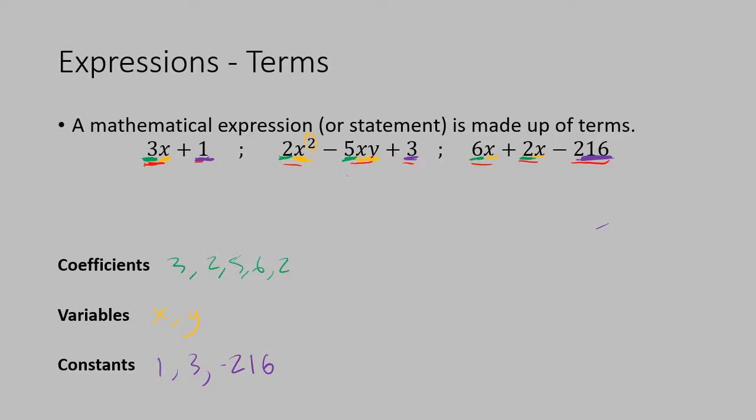And so once we know what the terms are, they're always separated by some operation, right? So 3x is a term, 1 is a term separated by that operation, 2x squared is a term, 5xy is a term, 3 is a term. They are separated by operations, and those operations are always addition or subtraction. So now, how do we use this knowledge to simplify?